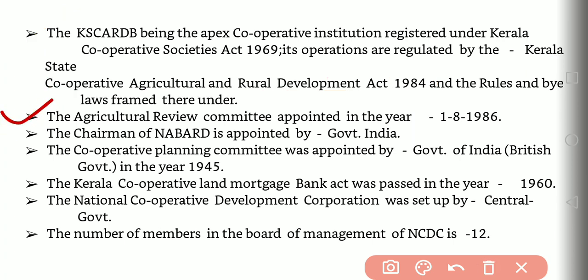Next, the Agricultural Review Committee appointed in the year 1st August 1986. Next, the chairman of NABARD is appointed by Government of India. NABARD, National Bank for Agricultural and Rural Development, which was established in the year 1882. The NABARD Act was 1881. The committee related to NABARD is Graficard Committee.